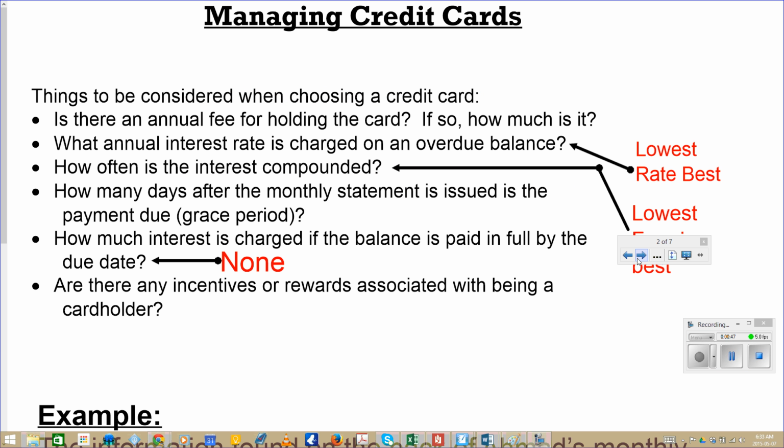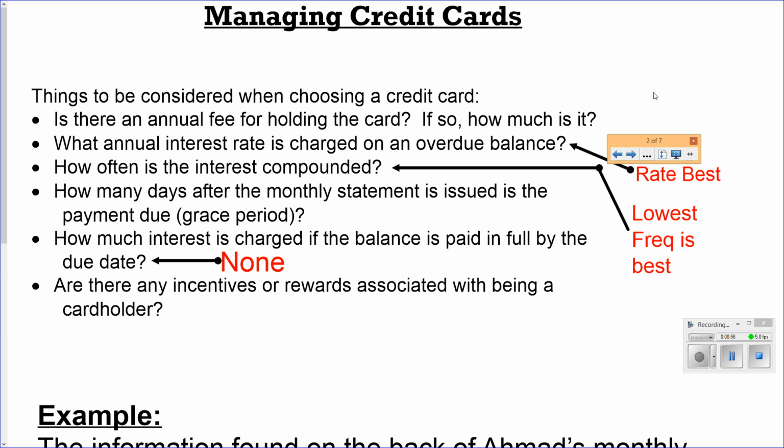When you're considering having a credit card, you need to consider a couple of things. There's usually an annual fee, and when you get something like that, you'll usually ask, how much is it? There are a few credit cards that don't charge annual fees. Those tend to have higher interest than others.